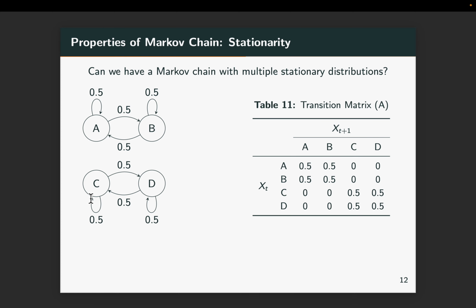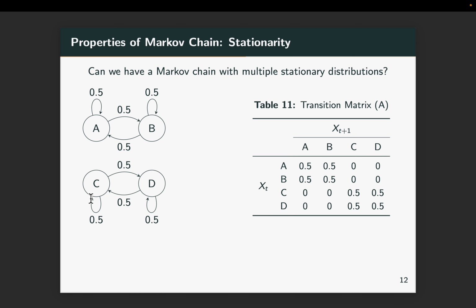We have 4 states A, B, C, D. From A you can reach B, and from B you can go to A, but A and B and the other part, the other Markov chain, are disconnected. From either A or B you can't go to C and D, and similarly from C and D you can't go to A and B. Right. Can now someone explain why this Markov chain will have 2 stationary distributions?